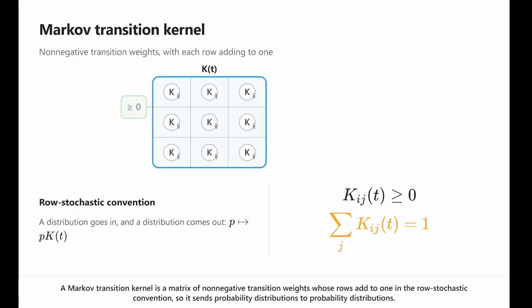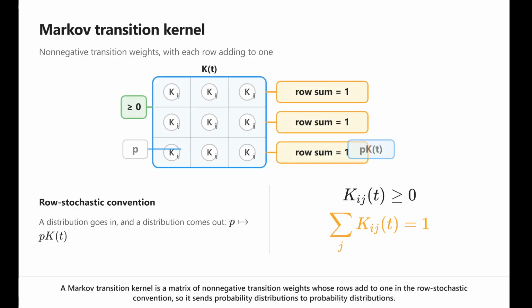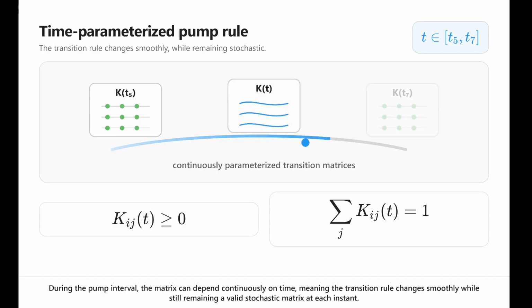A Markov transition kernel is a matrix of non-negative transition weights whose rows add to 1 in the row stochastic convention, so it sends probability distributions to probability distributions. During the pump interval, the matrix can depend continuously on time, meaning the transition rule changes smoothly while still remaining a valid stochastic matrix at each instant.